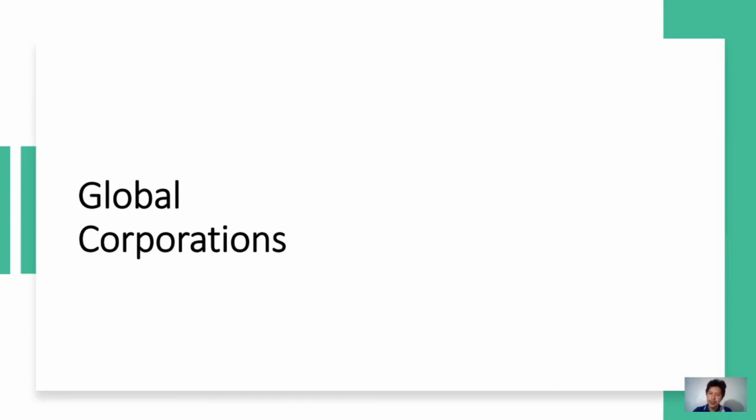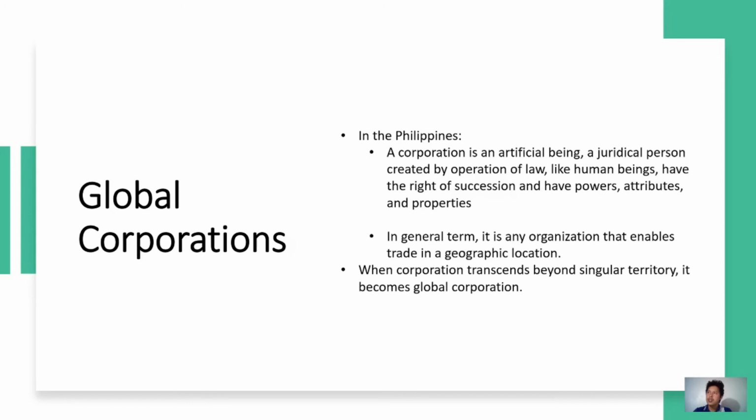Now, what are global corporations? Global corporations are entities that have the capacity to trade all over the world. In the Philippines, a corporation is an artificial being, a juridical person created by operation of law. Like human beings, it has the right of succession, and has powers, attributes, and properties. In general terms, it is any organization that enables trade in a geographic location. When a corporation transcends beyond a singular territory, it becomes a global corporation.